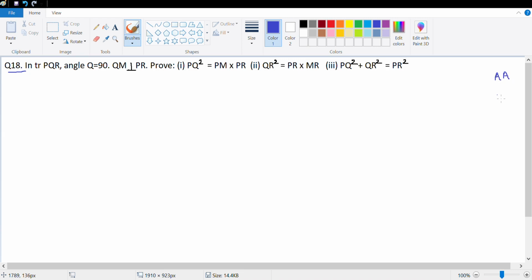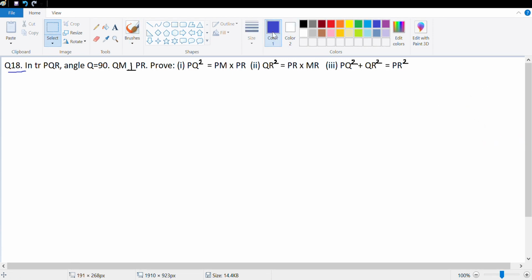We first had AA, which means two angles are equal on the two triangles. Next we had SSS, which means the ratio of these three sides is in the same proportion, which means the ratio of sides of triangle 1 is equal to the ratio of sides of triangle 2. And then the last one was SAS, which means the included angle is equal and the sides which make that angle are in the same proportion. Perfect. And now let's look at this question.